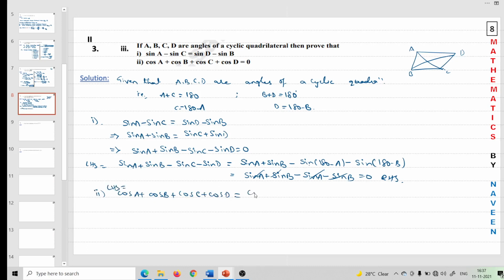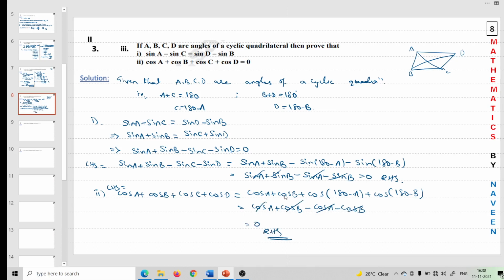See, cos A as it is plus cos B as it is plus cos C can be written as cos(180 minus A) plus cos(180 minus B), that is equals to cos A plus cos B. 180 minus theta is in the second quadrant, and in the second quadrant cos values are negative. Pi by 2 multiplied by 2, so there is no change: cos A, and here cos B. Again cos B, cos A gets cancelled, that is 0, which is nothing but RHS.